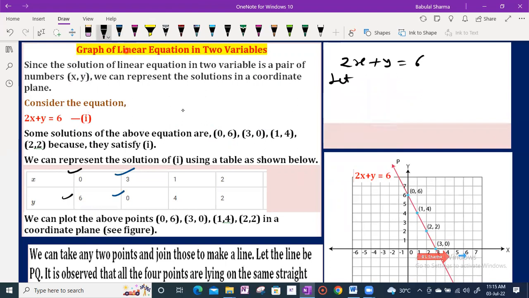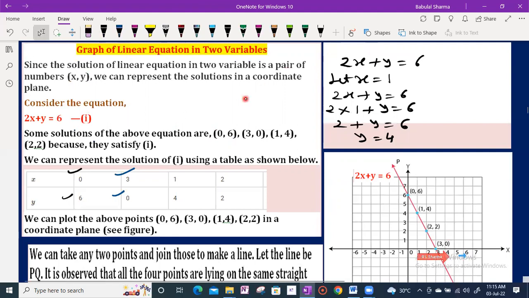I can take let x is equal to 1. So 2x plus y is equal to 6. x की जगह 1 replace करिए, 2 plus y is equal to 6. तो 2 plus y is equal to 6. y is equal to 4. So we can write here x is equal to 1 and y is equal to 4. That is also the solution. x component is 1 and y component is 4.